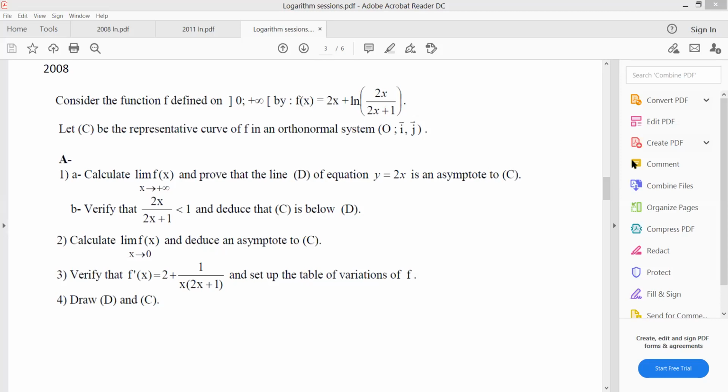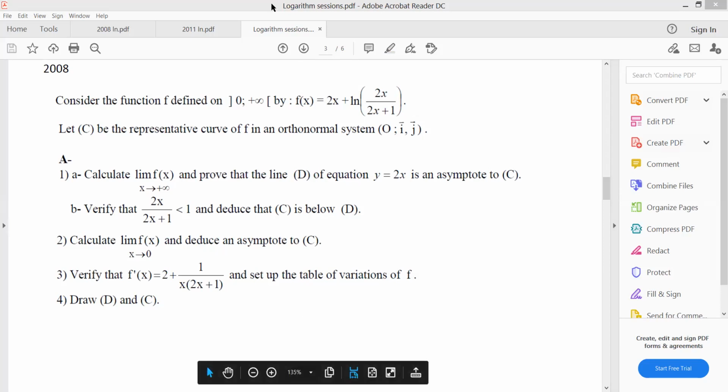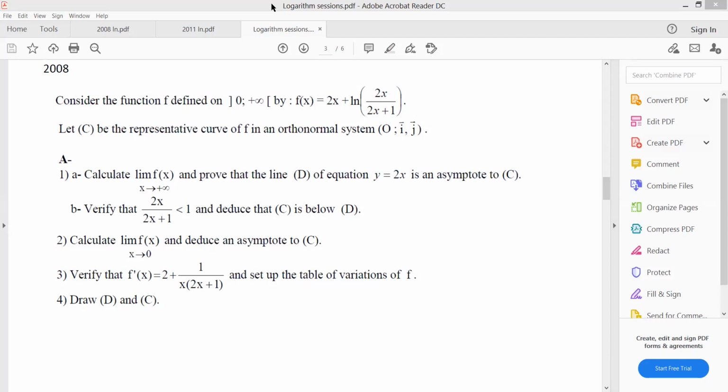Okay, any questions in the previous exercises? No. Okay, so let's start. We have f(x) equals 2x plus ln(2x over 2x plus 1). How to calculate the limit as x tends to plus infinity? How much is the limit as x tends to infinity? Plus infinity. How did you get plus infinity?